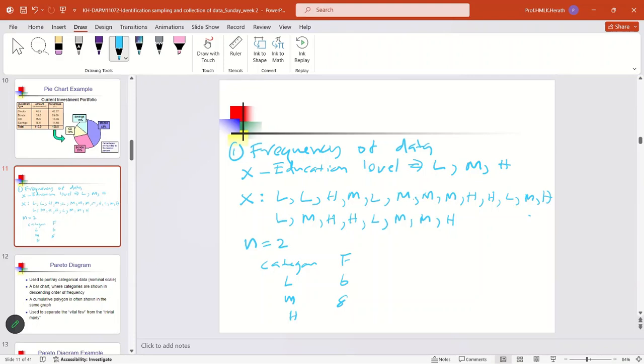Let me make this also medium. Right? This also medium. Then this will become 9. High, how many high? 1, 2, 3, 4, 5, 6. And 1, 2, 3, 4, 5, 6.